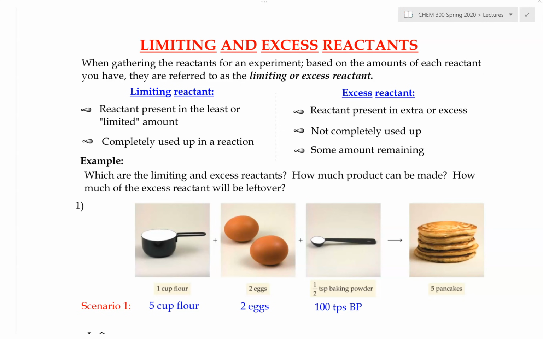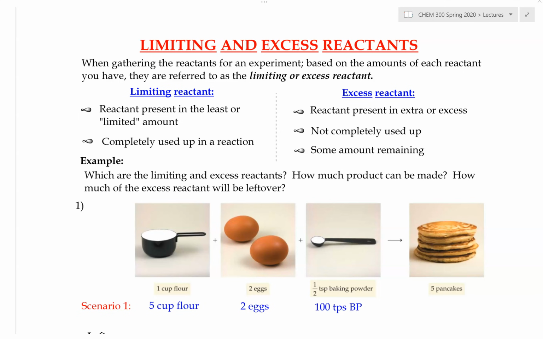Based on the amount of each reactant that we have, one reactant may then be referred to as a limiting reactant, whereas the other reactant would be referred to as the excess reactant. So let's first define limiting and excess reactant.